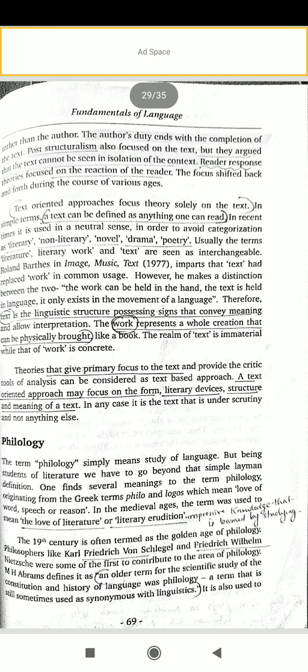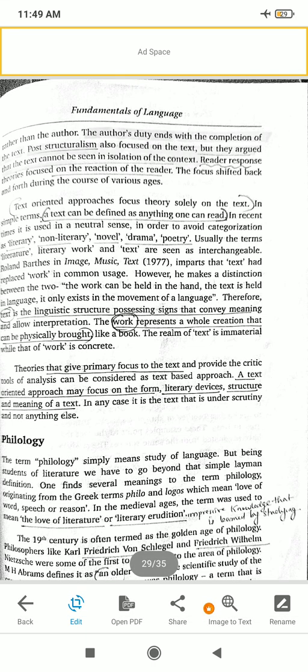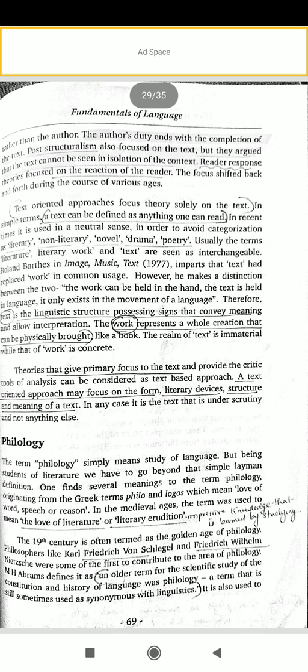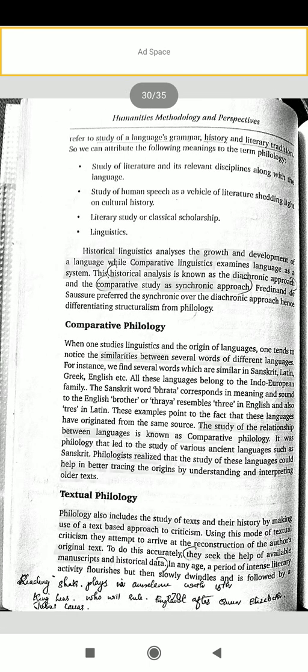So he defined philology as an older term for the scientific study of the constitution and history of languages, a term sometimes used as synonymous with linguistics. So this term philology is synonymous with linguistics, and it is the study of the history of language, the constitution, how a particular language has been constituted, and what its history is. This is the same thing that we are learning in linguistics. So we can say that philology and linguistics are synonymous with each other.